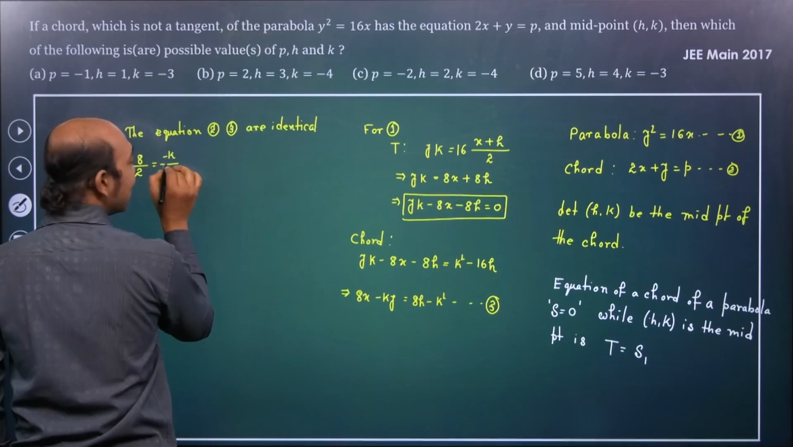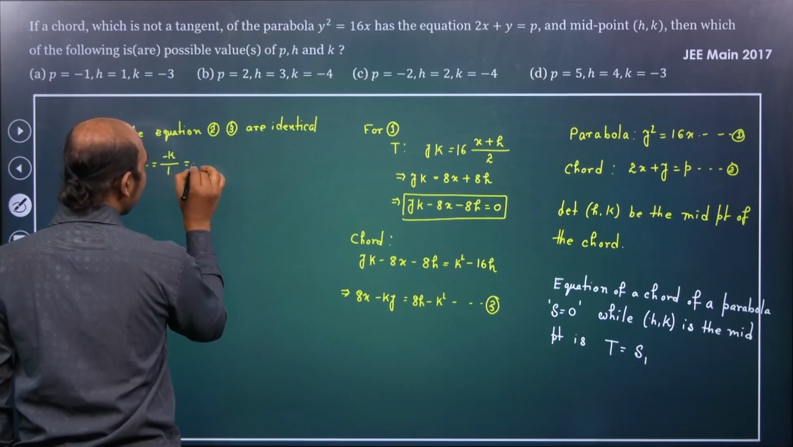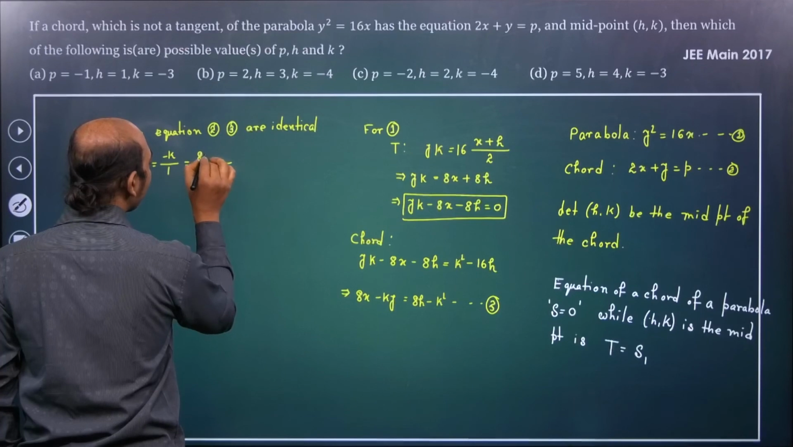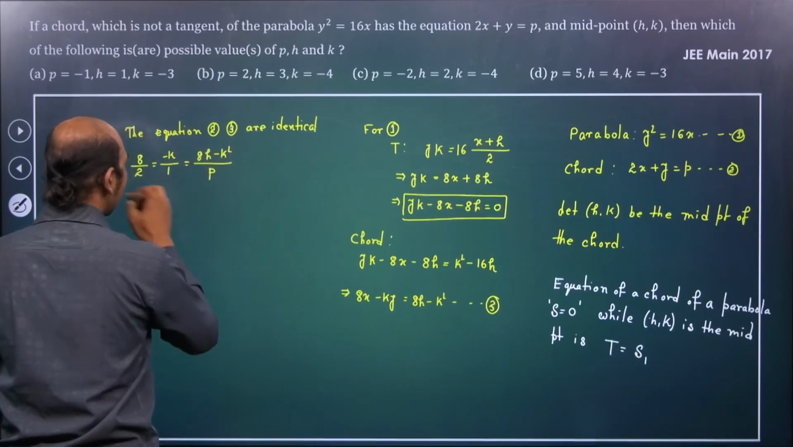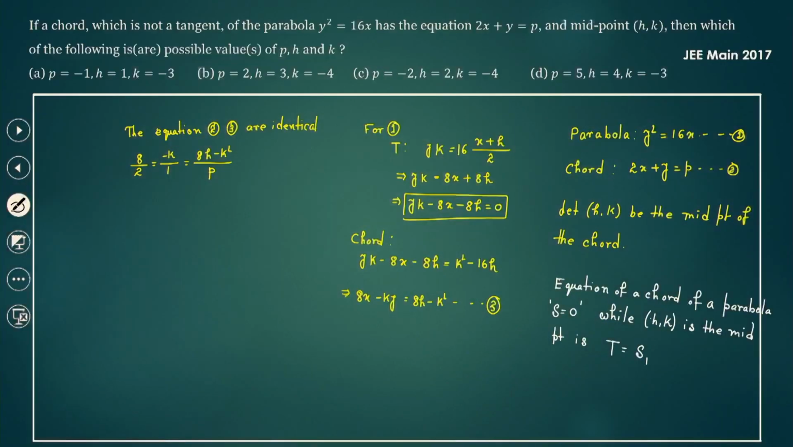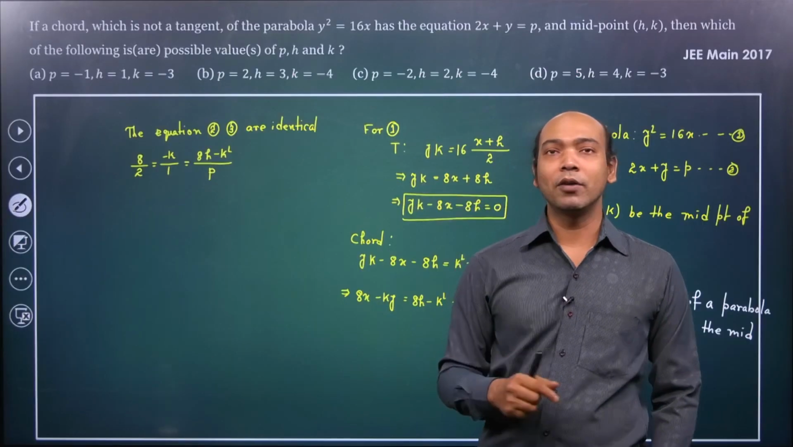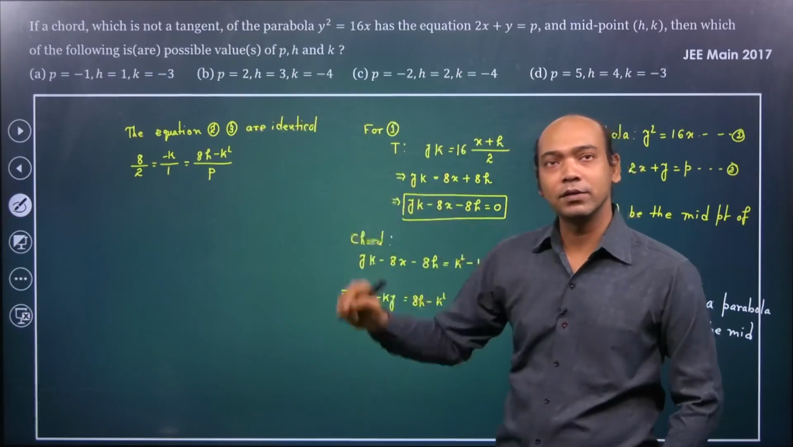So here it's minus k divided by 1 is equal to 8h minus k square divided by p. That's it. Now we get a relation. From this relation we are able to find the values of h, k, p and all that. So we can easily check for the solution, right?